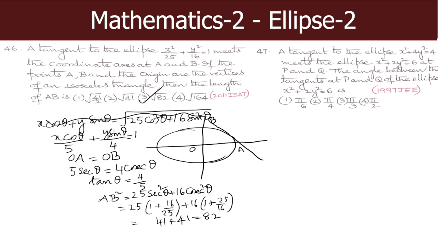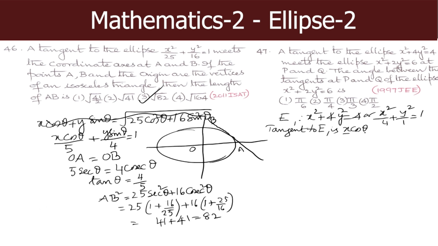The angle between the tangents at P and Q of the ellipse x square plus 2y square equal to 6 is... E1: x square plus 4y square equal to 4, or x square by 4 plus y square by 1 equal to 1. Tangent to the ellipse is x cos theta by 2 plus y sin theta equal to 1.